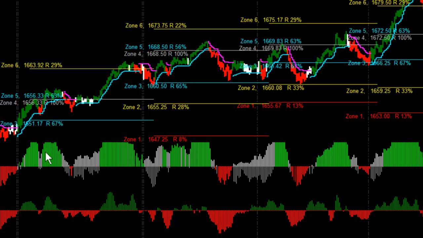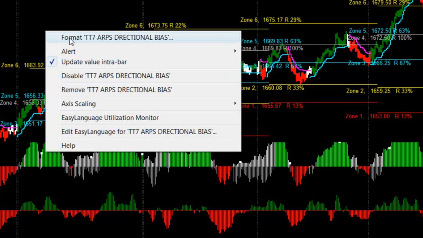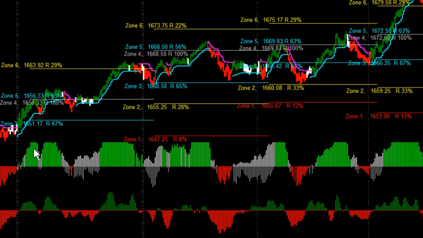Then we have two other tools here. This is the Arps directional bias, and this is a tool that looks at the trendiness of the markets and the direction, of course. When it's green and flat-topped, it means that it's in a very good, very strong trend. When it's gray, it's in a sideways trend. It's not moving. When it's red, it's in a downward trend. So this is yet another tool that we use to confirm the direction of the trend that we're in.